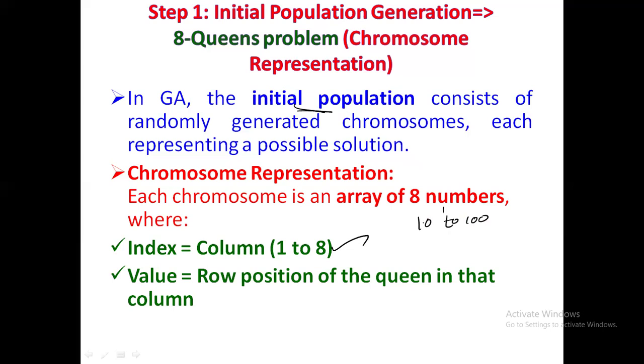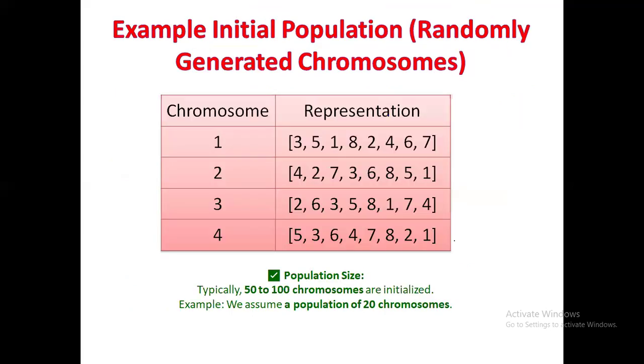For example, if we choose a population size of 4, we randomly generate 4 chromosomes, each representing a different arrangement of Queens on the board. These initial solutions may have many conflicts, but the algorithm will refine them through subsequent steps that we'll see. This is the example of the initial population we have selected, randomly generated chromosomes. We are considering 4 chromosomes. This represents the column, this represents the row.